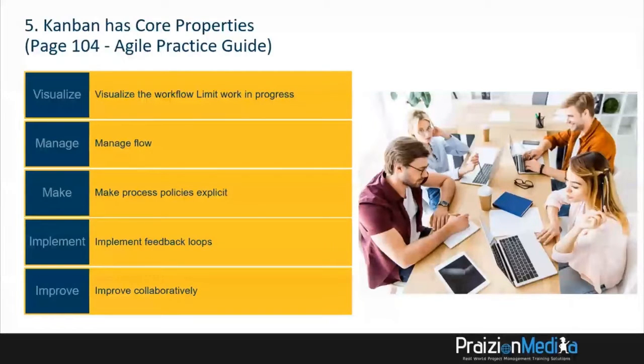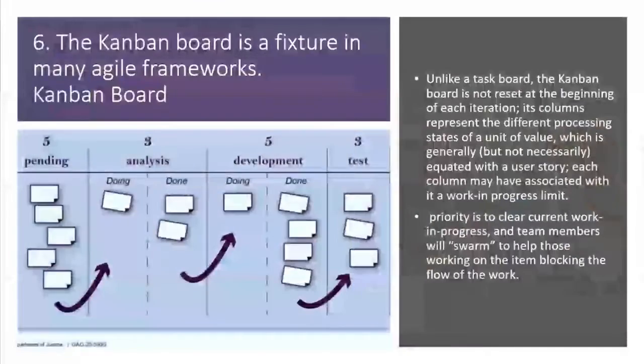Moving on to number 6. The Kanban board is a fixture in many Agile frameworks. As you can see in this Kanban board, states have been further split into doing and done. There are many different types of Kanban boards, but unlike a task board, the Kanban board is not reset at the beginning of each iteration.